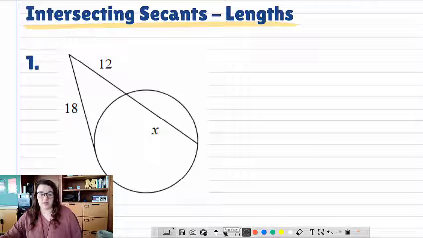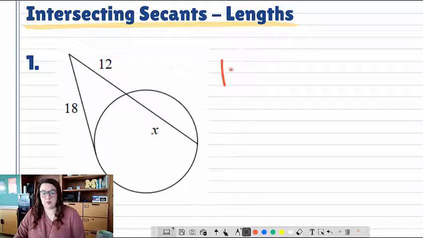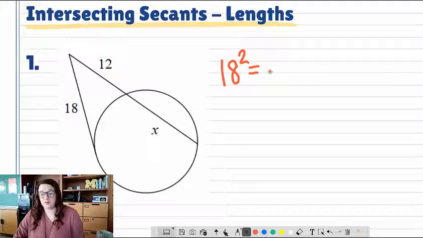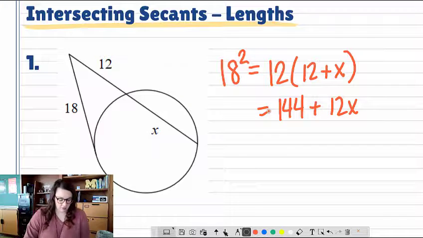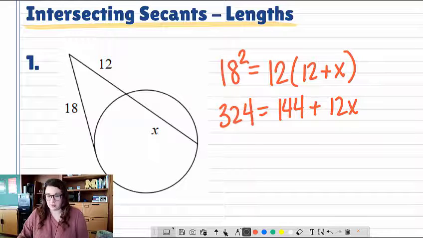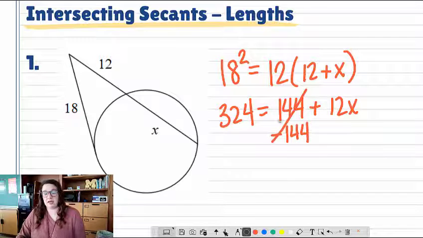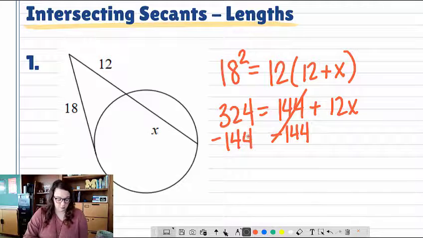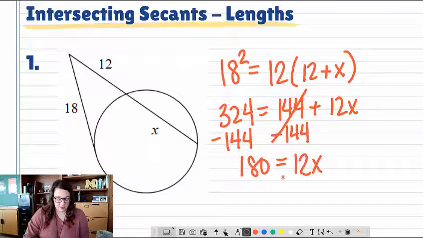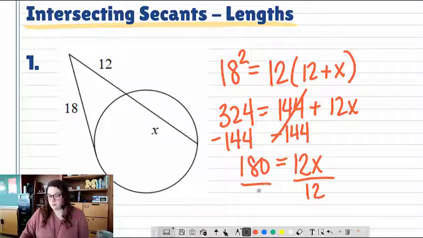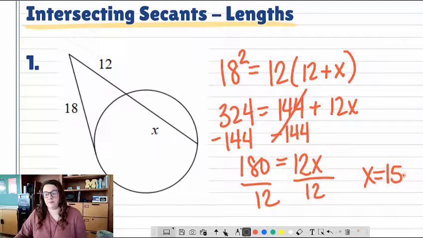All right, so let's play this out. 18 is on one side, so 18 squared equals 12 times 12 plus x. So let's distribute over here. I've got 144 plus 12x. On the other side, 18 squared is 324. I could subtract 144 from both sides and get 180, and then I can divide by 12 and get 15 for my final answer.